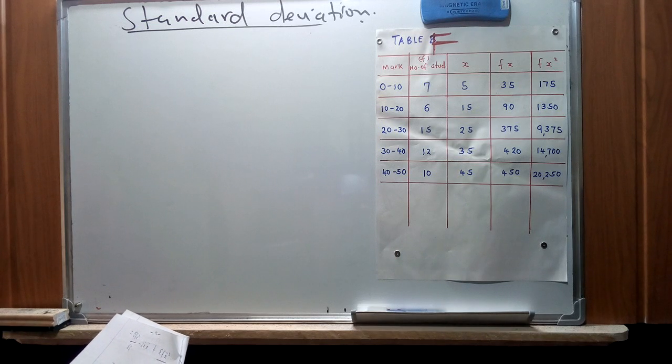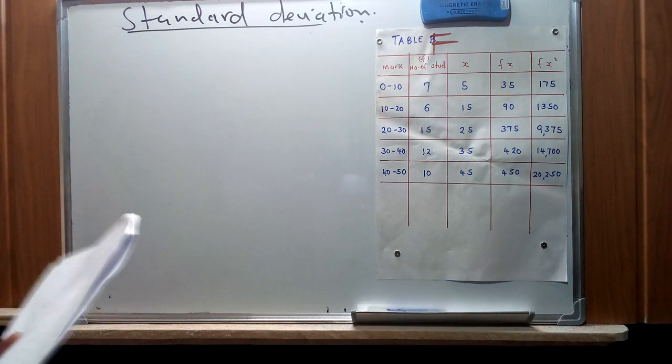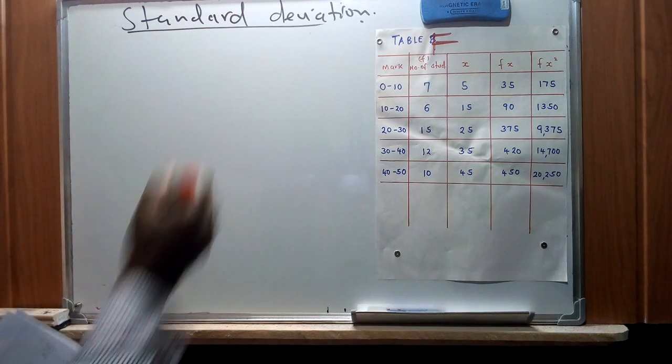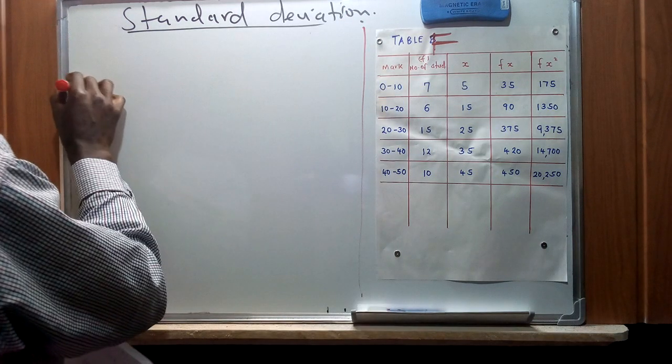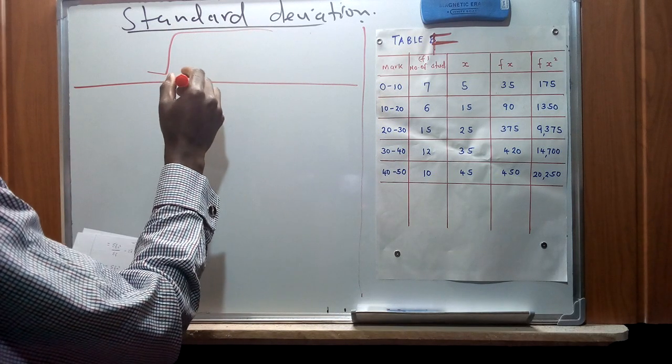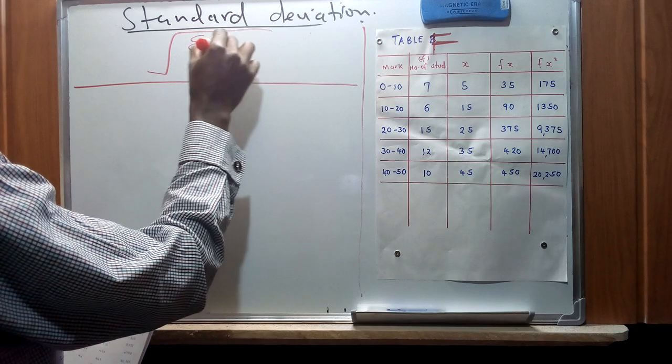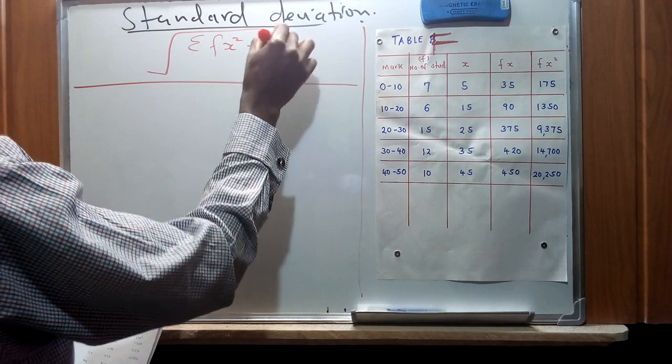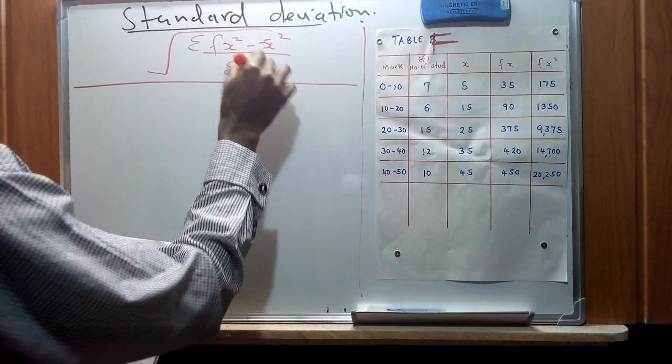And then we are going to see the product of the frequency times the number of marks that was scored within that range. And then we are going to have the last column, that is the square of that data times the frequency. Now in this case, we have said that for us to find the standard deviation, we use this formula, which is the square root of the mean square deviation: summation of fx squared over summation of f, minus the square of the mean.